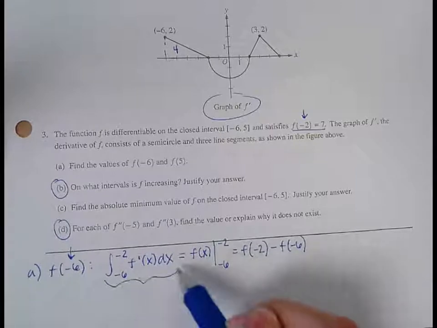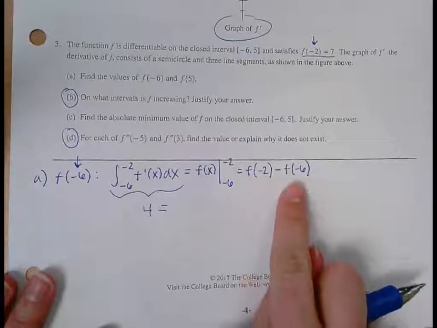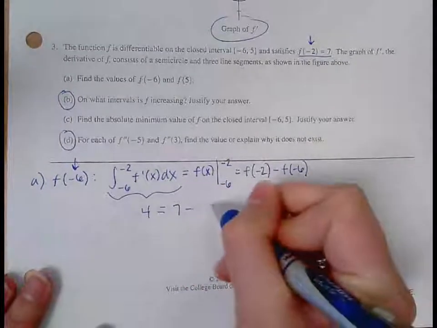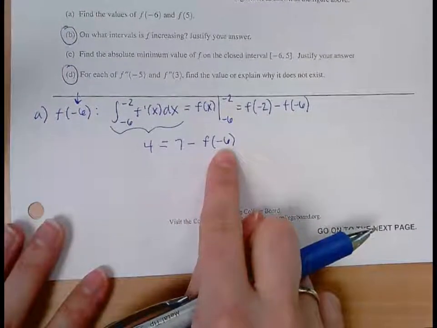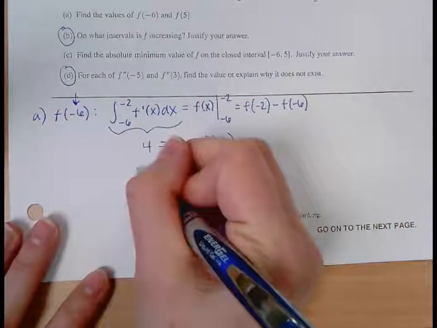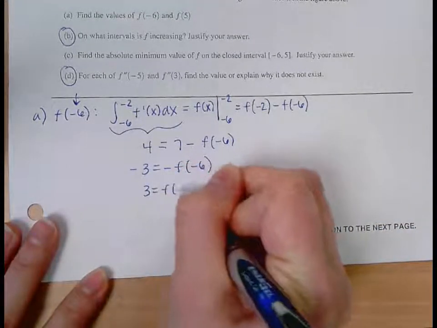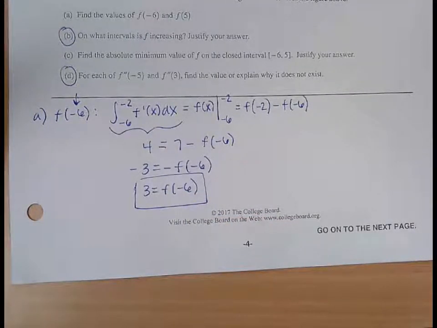So this integral is equal to 4, but I also know it's equal to f of -2 minus f of -6. f of -2 is 7. And then f of -6, I don't know. That's what I'm trying to find. So based on this equation, if I solve for f of -6, I could subtract 7, and that would equal the opposite. So f of -6 is 3. I have found a function value by setting up an equation that involves an integral, and that does come up. Does that make sense how I got that?